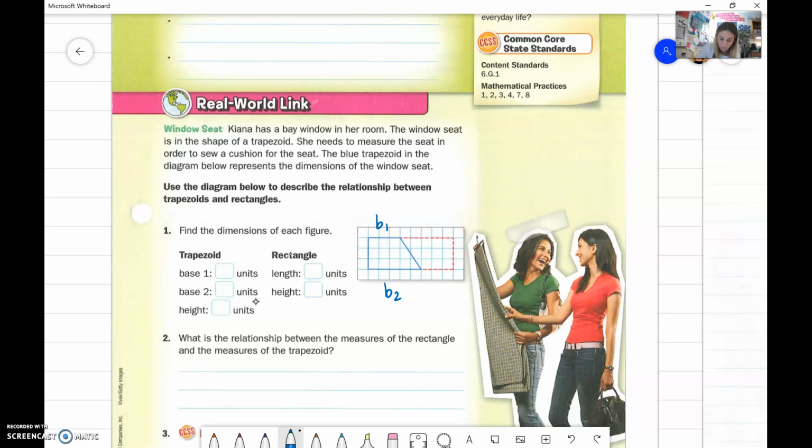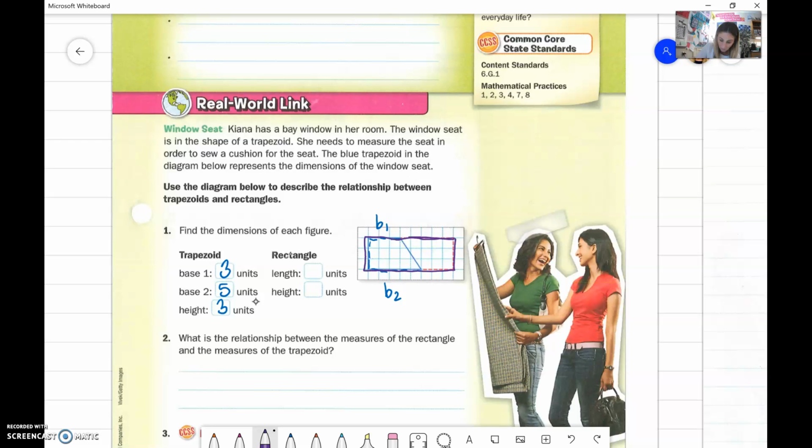Notice I stuck with blue. So let's talk about base 1. What are the units? 1, 2, 3. So base 1 has 3 units. Base 2 has 1, 2, 3, 4, 5. And then what is the height of this? 1, 2, 3.